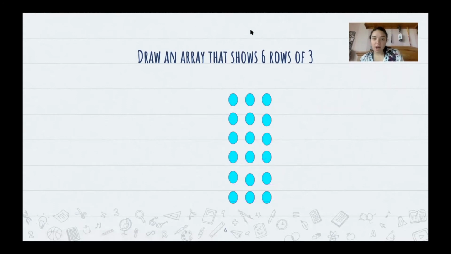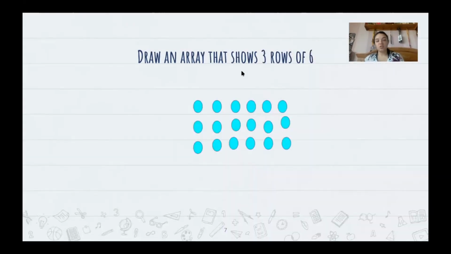So on our next slide, it says draw an array that shows 3 rows of 6. So that's what I have right here. I have 3 rows and there are 6 circles in each row. So I'm going to write my multiplication sentence. So I have 3 groups with 6 in each group equals what? Well, we know that this is the exact same thing. It just looks a little bit different as the last problem. So we know that 3 times 6 is 18. We're going to count to make sure. So 1, 2, 3, 4, 5, 6. 1, 2, 3, 4, 5, 6. So 6, 12, and then 18.